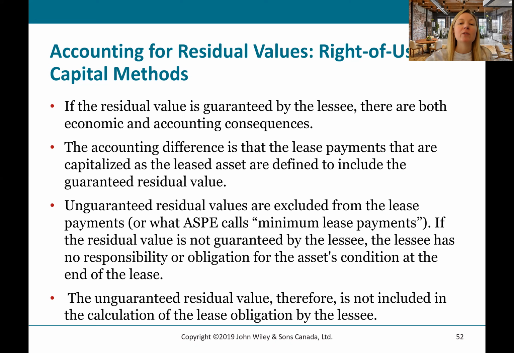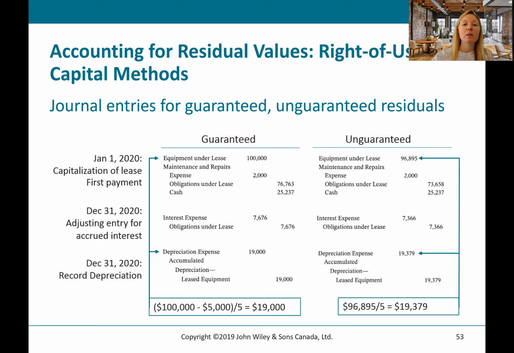Unguaranteed residual values are excluded from our lease payments. If the residual value is not guaranteed, we have no responsibility for it. The unguaranteed residual value, therefore, is of course not included in our present value. So what would the journal entries look like for guaranteed and unguaranteed residuals?